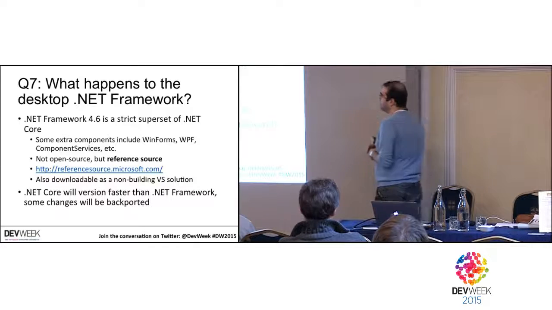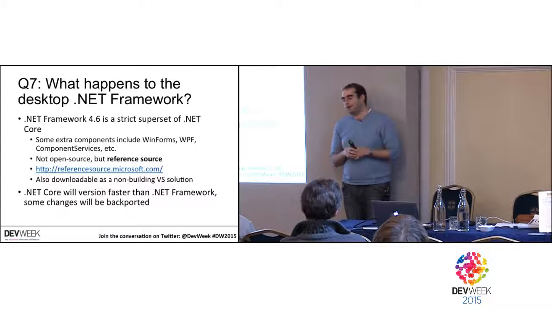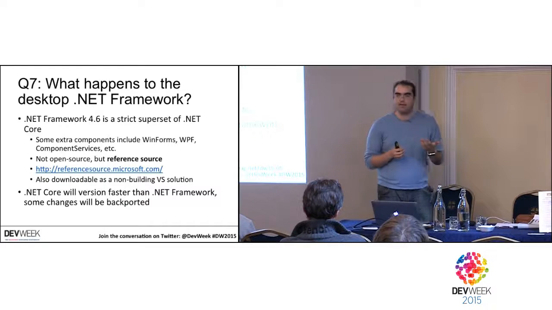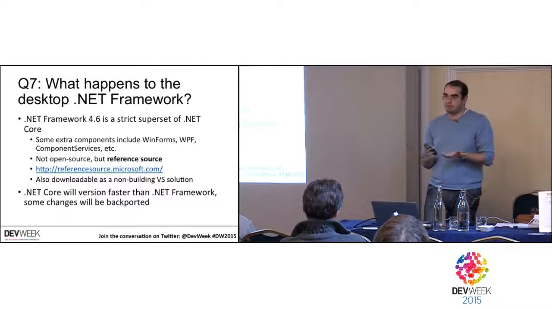The .NET Core will probably version a lot faster. .NET Framework usually is released once a year, sometimes a little less. .NET Core will probably have some kind of update every couple of weeks or so, maybe even less.